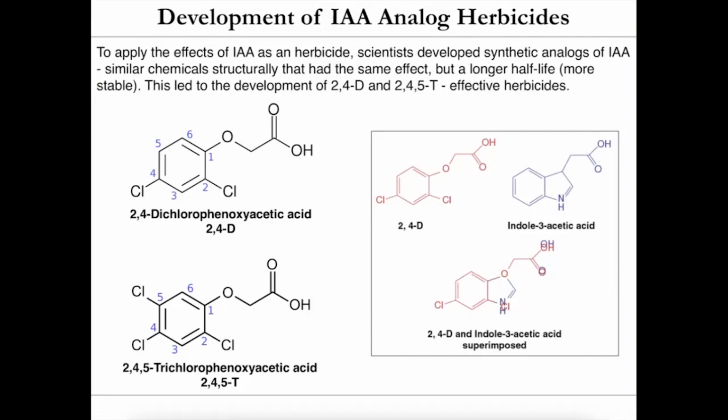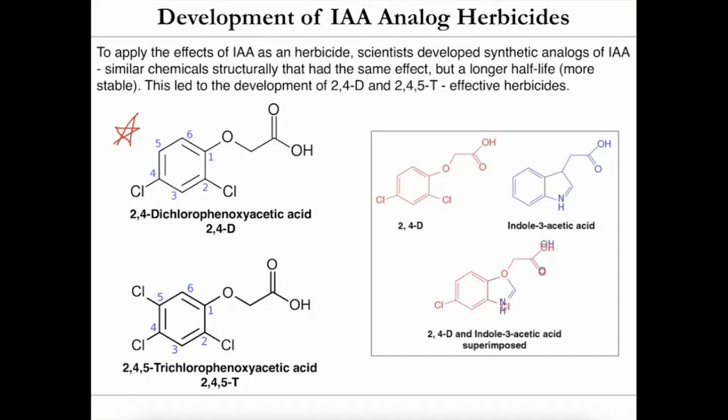To apply these effects of IAA as an herbicide, scientists wanted to develop analogs of IAA. An analog is a chemical that's very similar in structure and would have the same effect, but would have a longer half-life and be more stable than IAA. If you apply IAA to a field of plants, it's going to go away very quickly and not be a super effective herbicide. So you want chemicals that act like IAA but are a bit more stable and have a longer half-life. This was effective around the time of World War II.